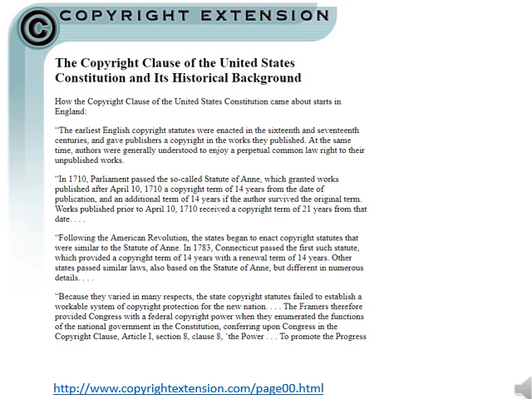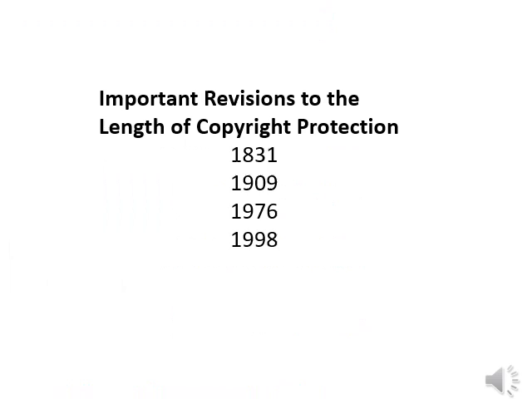Recall that in the Constitution, no specific time period for copyright or patent protection was included. As the nation grew, the need to specify a time period was realized, and the Copyright Act of 1790 declared that the initial term of copyright would be for 14 years from the time a work was created, and then there would be an option to renew for another 14 years.